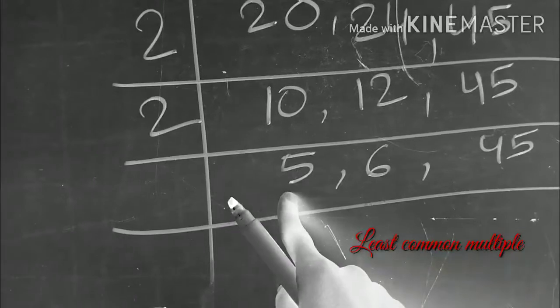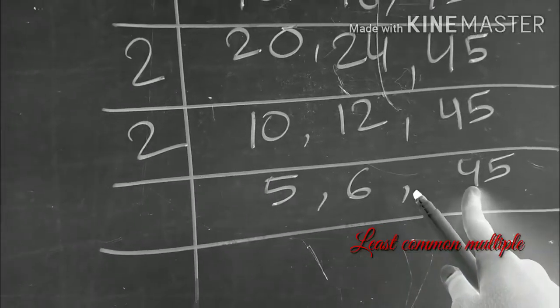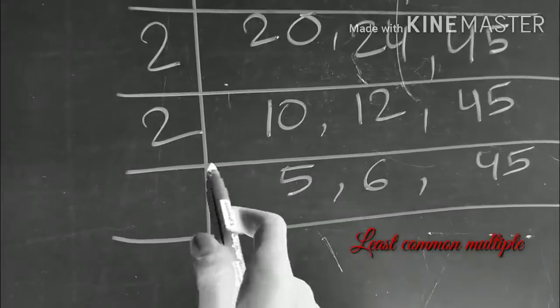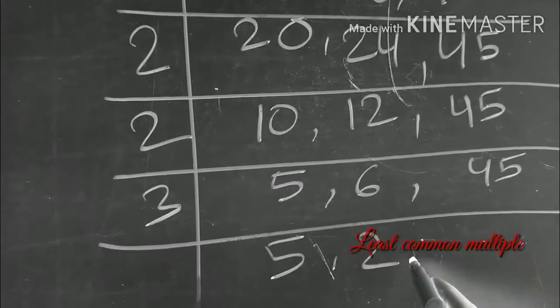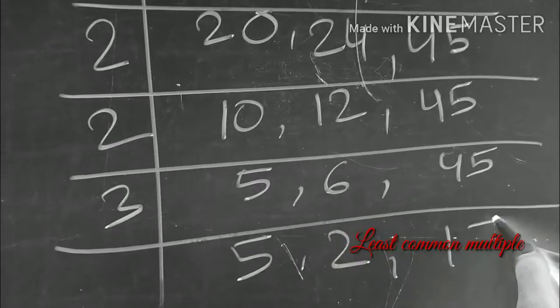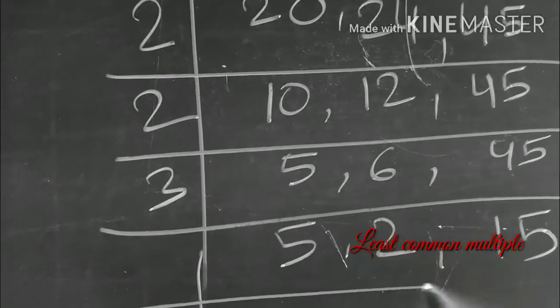3 is divisible by 5, no. 3 is divisible by 6, yes. 3 is divisible by 45, yes. So 2 terms I am getting. 3 and 5 as common. 3 twos are 6, and 3 fifteens are 45. Now we will move to the next term.